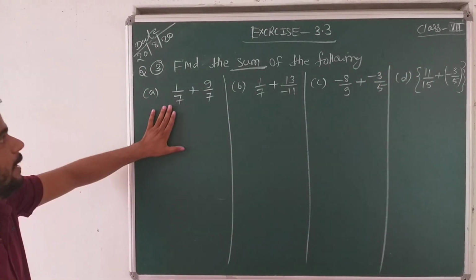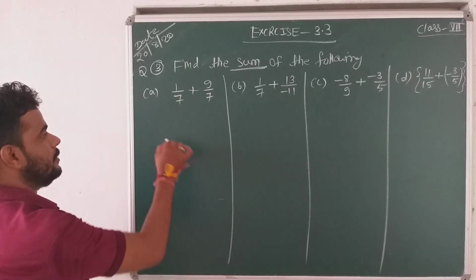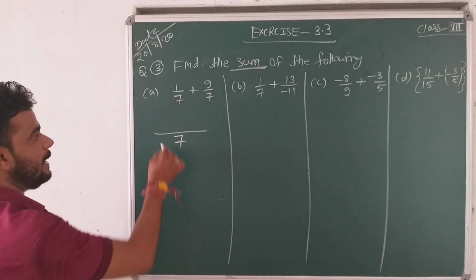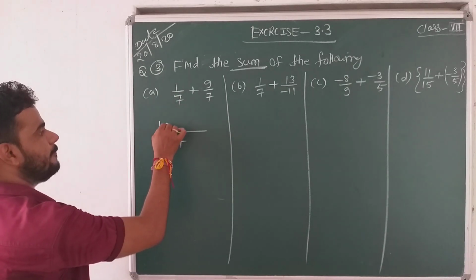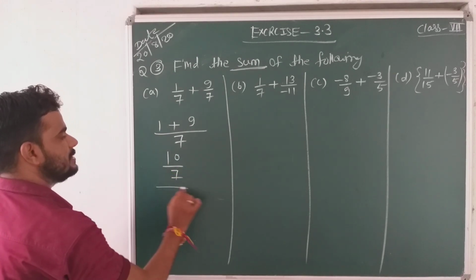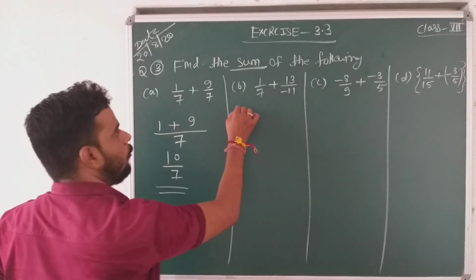Okay, so first, see, both are positive. So the denominator is 7 and 7, so directly the LCM is 7. Here also 7, no need to multiply by any number. Directly 1 plus 9, 10 by 7. Okay, any doubt?